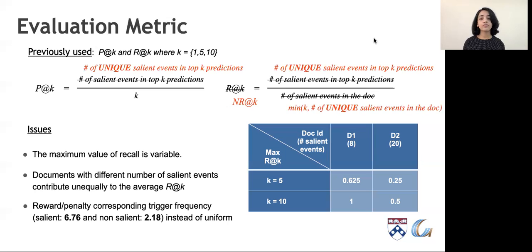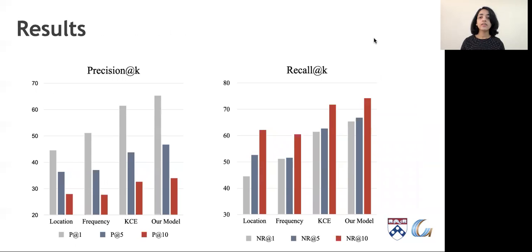So to get rid of this frequency bias, we propose modifying the evaluation methodology to only look at the unique salient events instead. Now let's take a look at how our model performs compared to the 3 baselines.